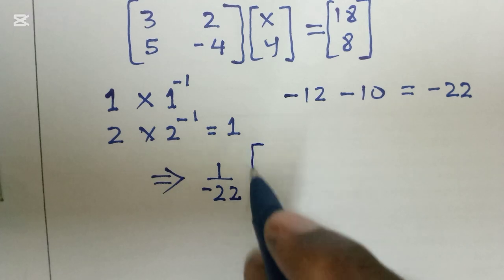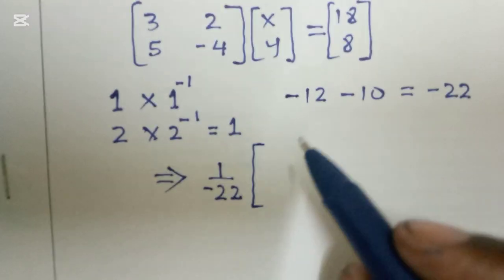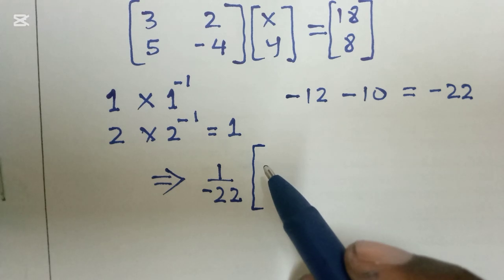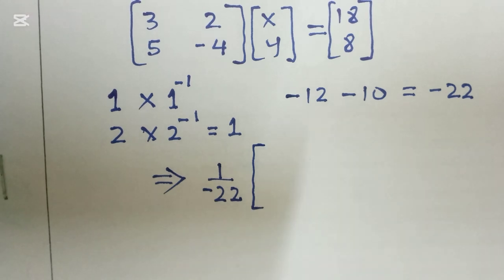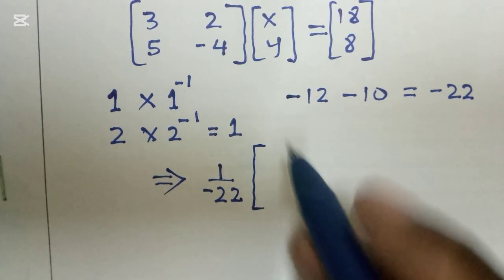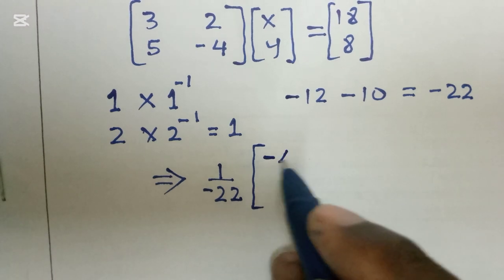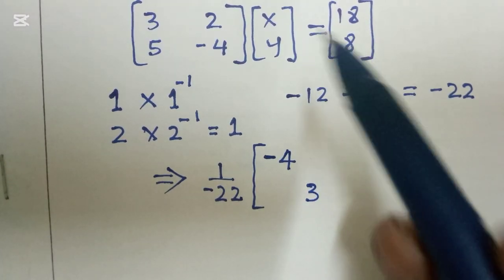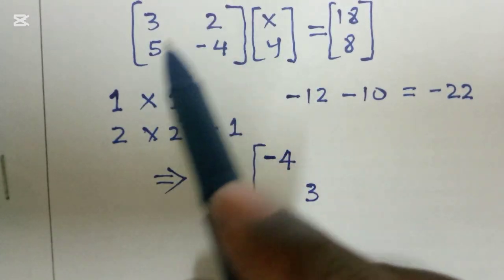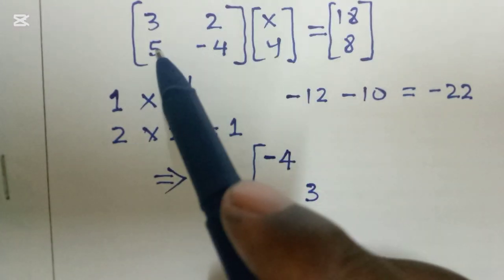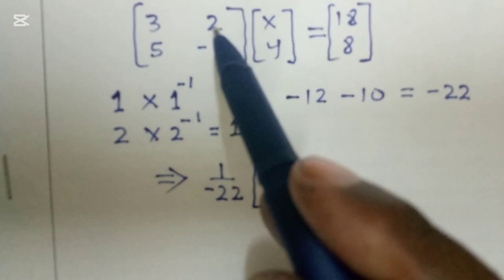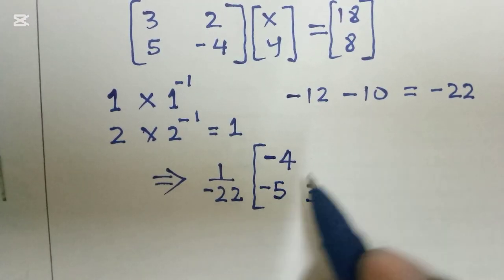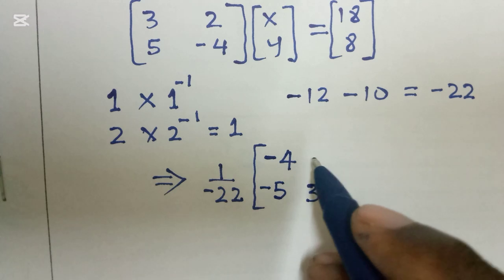We multiply by the matrix, and this matrix has been modified in this way to read. We bring negative 4 here, 3 comes here, and then we change the sign of 5, which is now negative 5, and this one will come to negative 2.